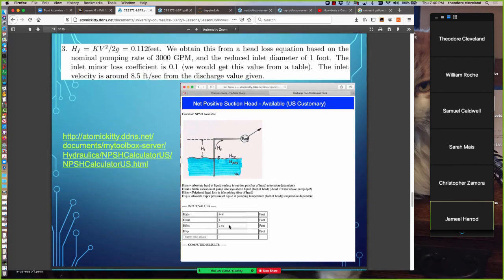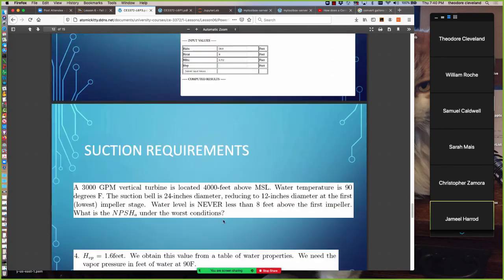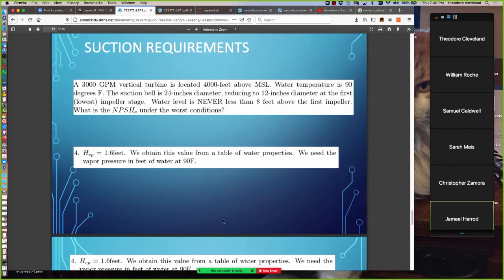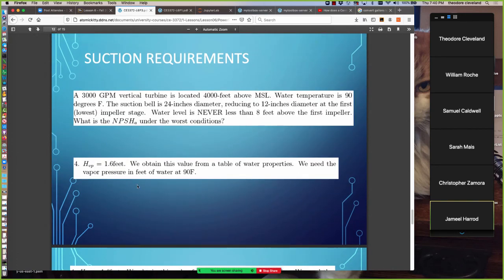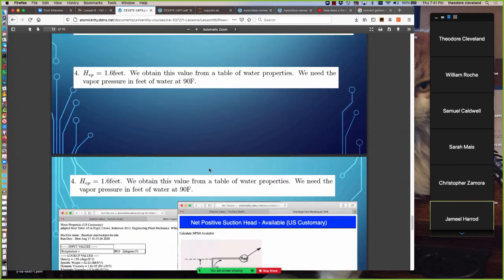And then we would enter that frictional loss here. And lastly, we would find the vapor pressure of water in feet, which is 1.6. We would get that from a table of water properties. And we would need to get the value for 90 degrees Fahrenheit.